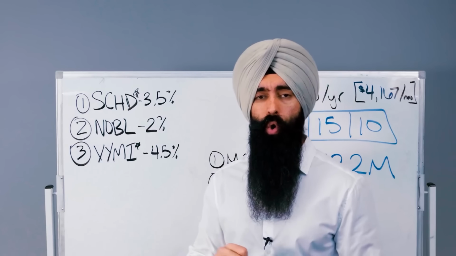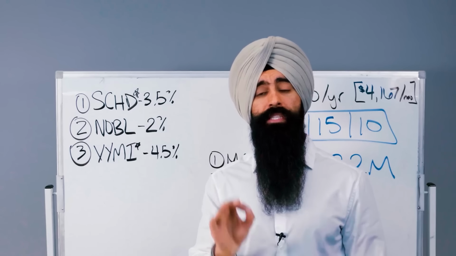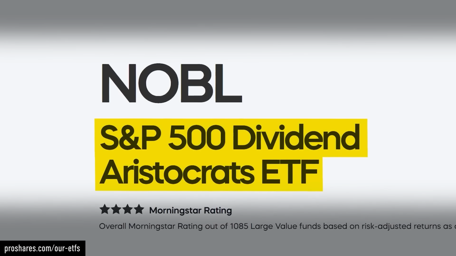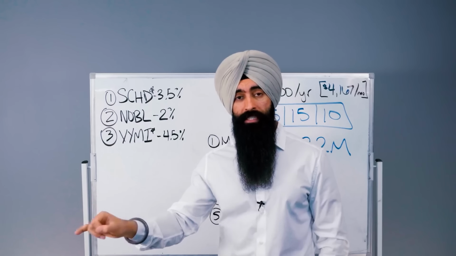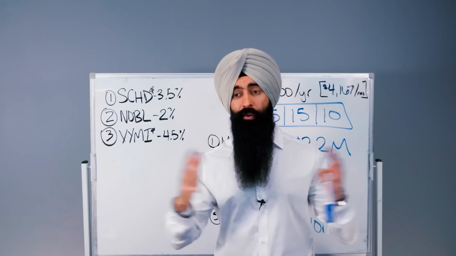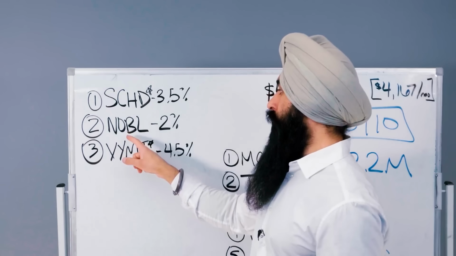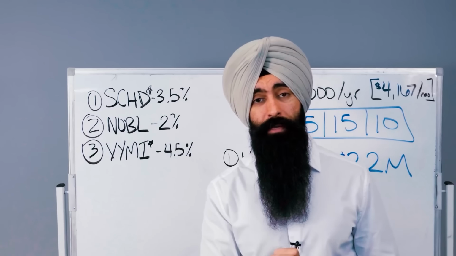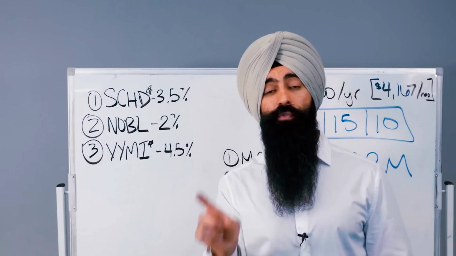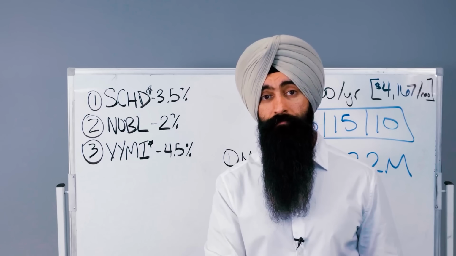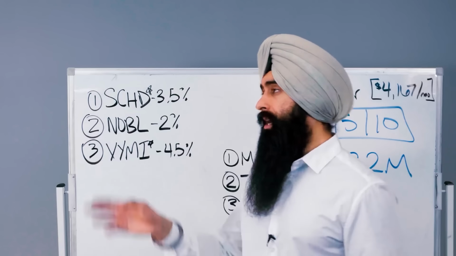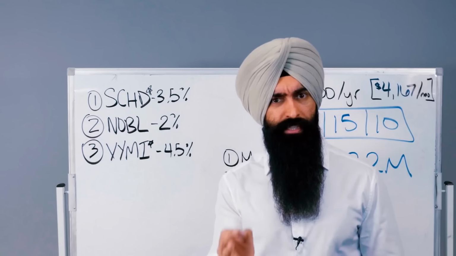The other is NOBL, Noble. This is an ETF, a fund that invests in dividend-paying S&P 500 companies. That means this only invests in dividend-paying companies that are a part of the S&P 500. The S&P 500 is a basket of the 500 largest companies in the stock market. This only looks at those companies, but then it takes it one layer deeper. It only invests in the companies that have increased their dividend every year for at least the last 25 years. So if a company is in the S&P 500 and they've only increased their dividend for the last 5 years, they're not going to be a part of this ETF. So you can see it's pretty strict.